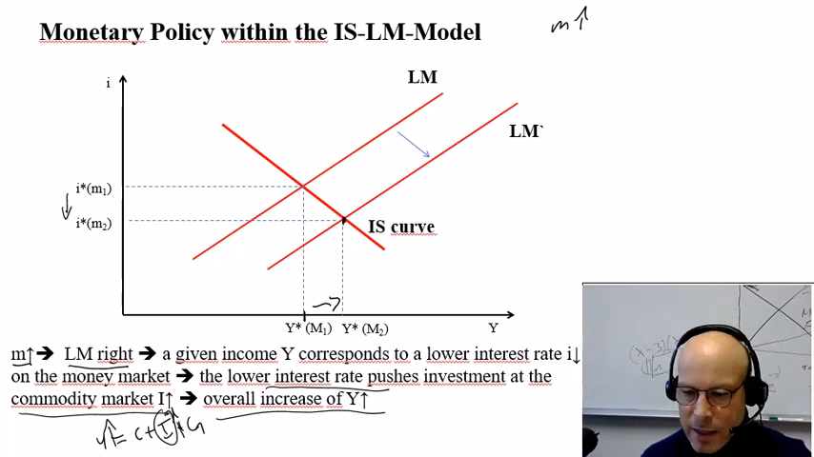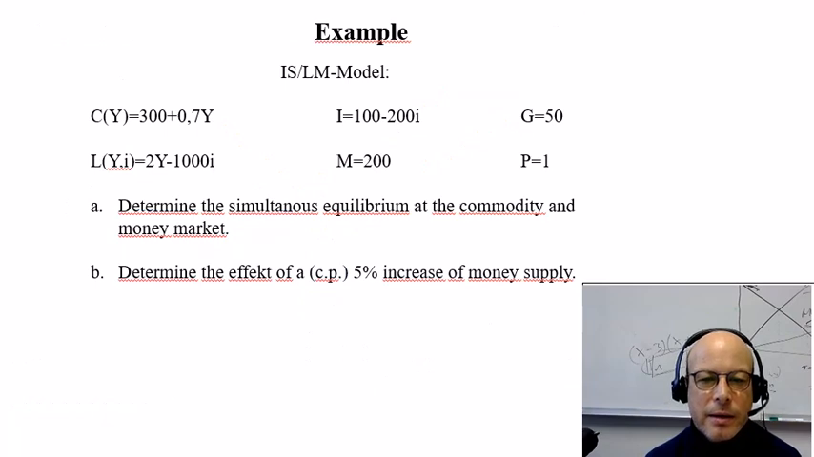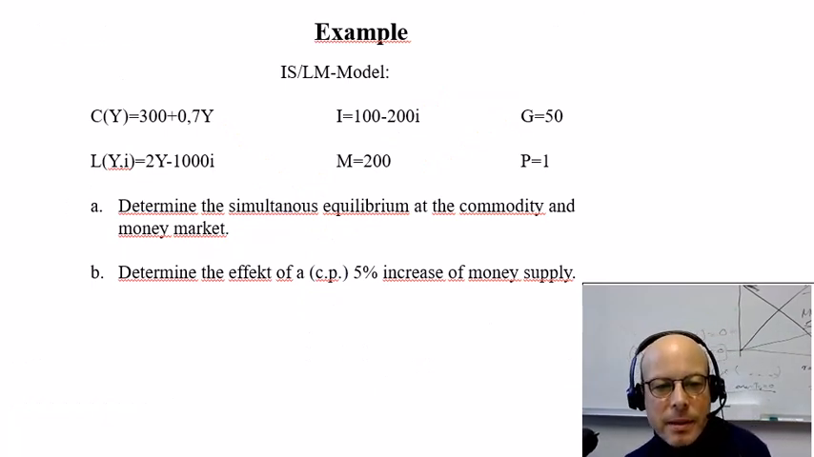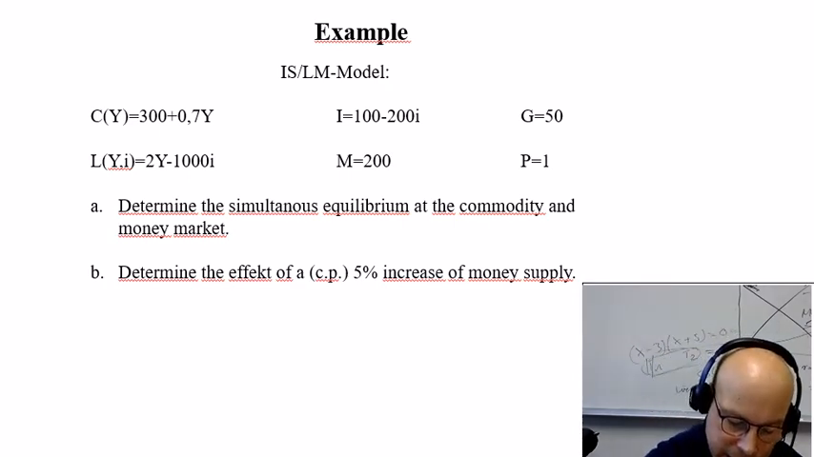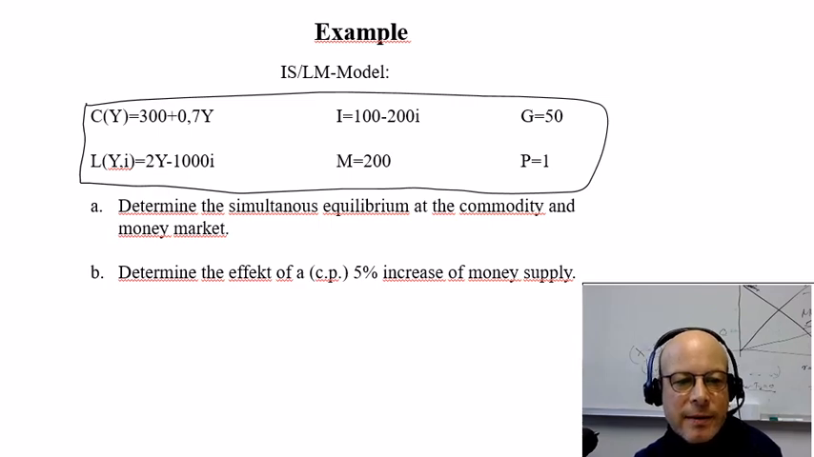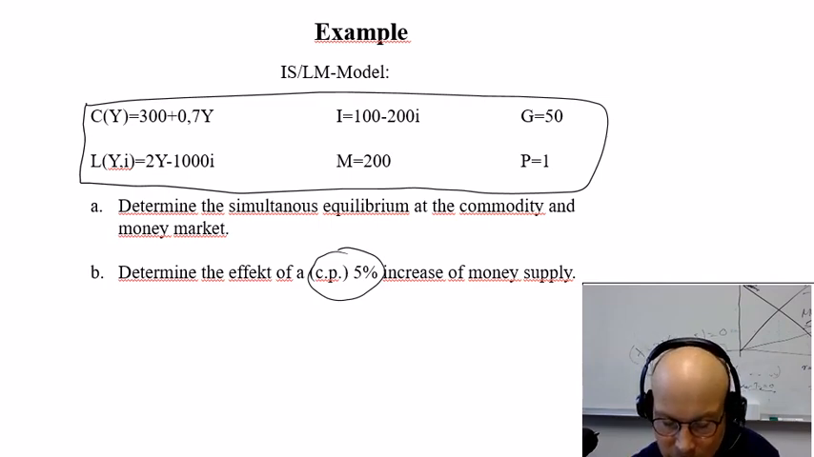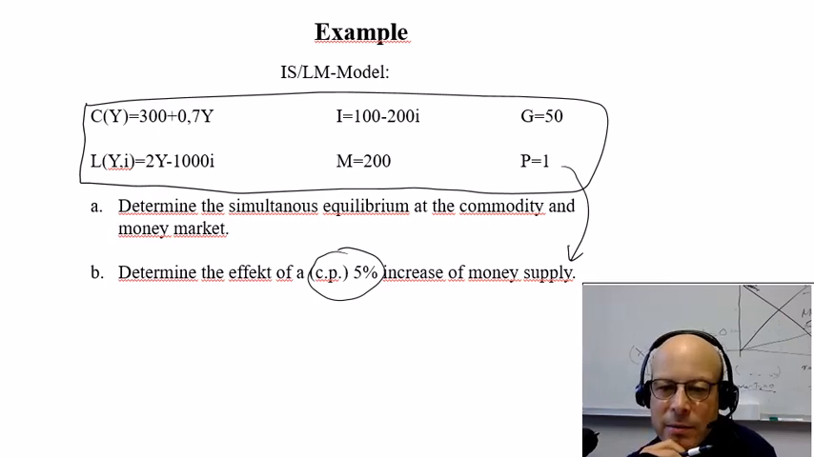Okay, then as homework for next Monday, I want you to try this little example where I directly gave you explicit functions for the investment function, consumption function, and the money demand function, and then you should calculate what the impact is if we increase the money supply by 5%. You can assume here that the price level will stay at P equals 1.